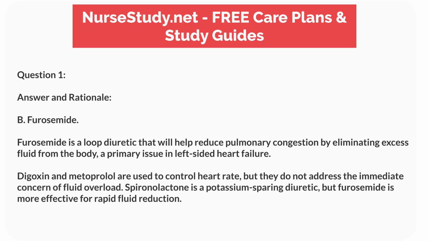B. Furosemide. Furosemide is a loop diuretic that will help reduce pulmonary congestion by eliminating excess fluid from the body, a primary issue in left-sided heart failure. Digoxin and metoprolol are used to control heart rate, but they do not address the immediate concern of fluid overload. Spironolactone is a potassium-sparing diuretic, but furosemide is more effective for rapid fluid reduction.